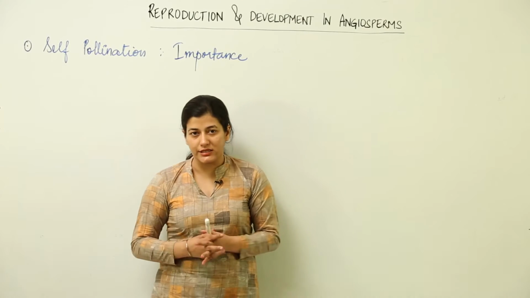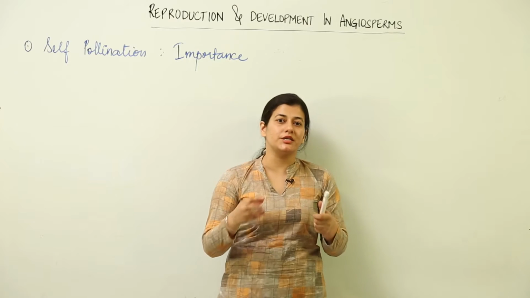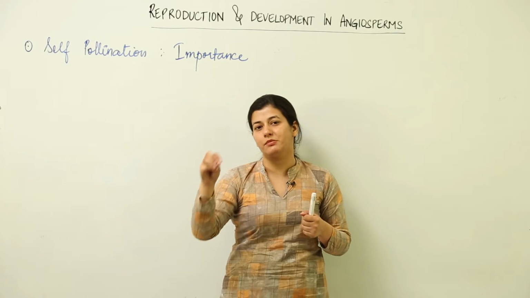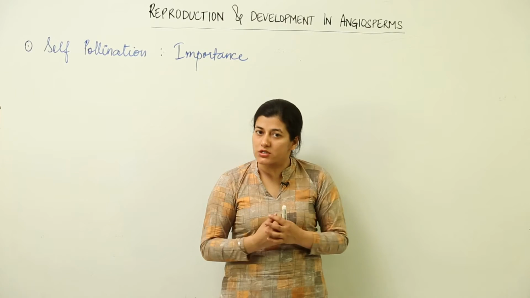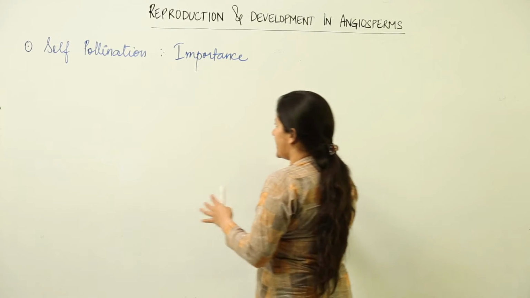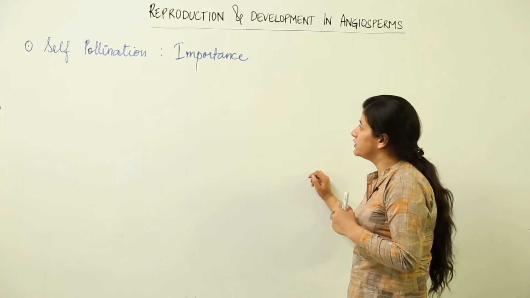Now we have to see the importance of self-pollination. What is self-pollination? It is the transfer of pollen from the anther to the stigma of the same flower or a genetically same flower. So what is the importance of such a process? Firstly, we are going to see the advantages it has, and later on we are going to see the few disadvantages it has for the plant.